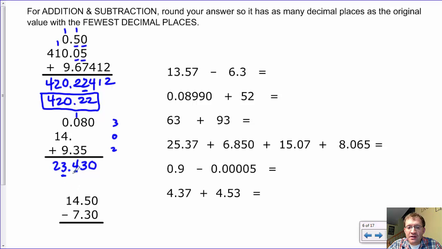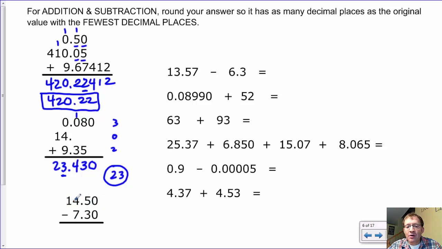And this 4, of course, again, doesn't round me up. It leaves it as a 3. And so my final answer here would be 23. No decimal places, just like 14. That's my weakest number, or my least precise value, and so my answer can only be that precise as well. The same things apply with subtraction.